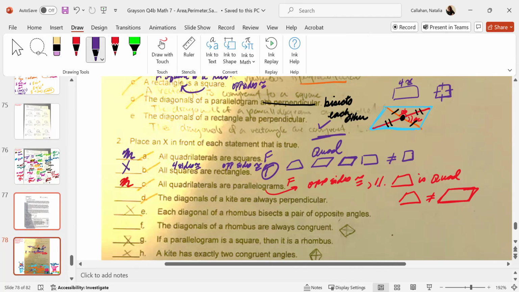The diagonals of a kite are always perpendicular. That is true. Draw the picture. You just need to draw your picture, Grayson. So we're all quadrilaterals. Quadrilaterals are anything that has four sides. Quad means four. If you take a look at this, they are always going to be perpendicular. So that is true.